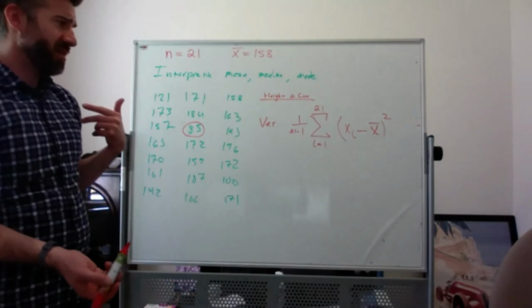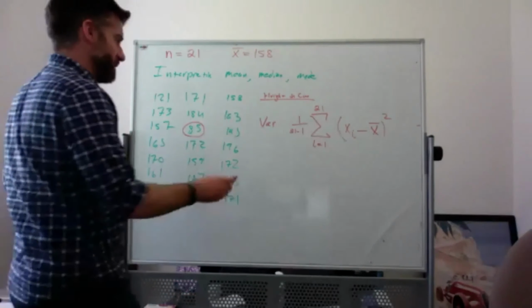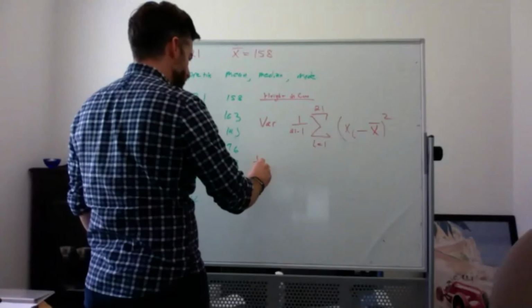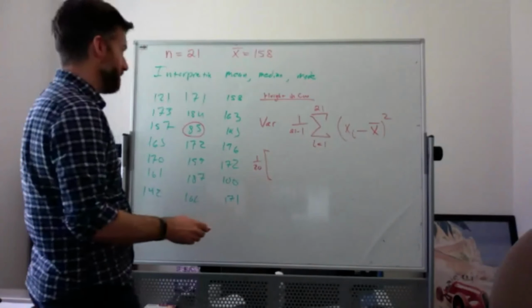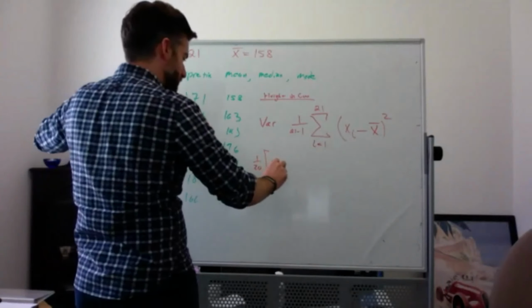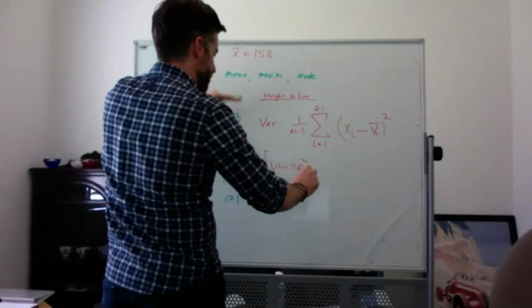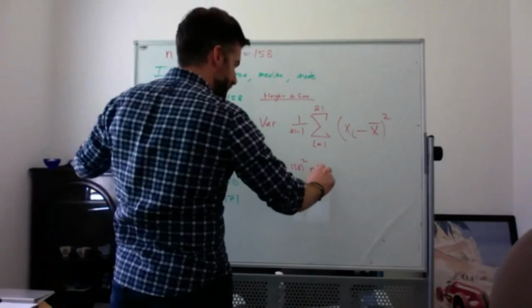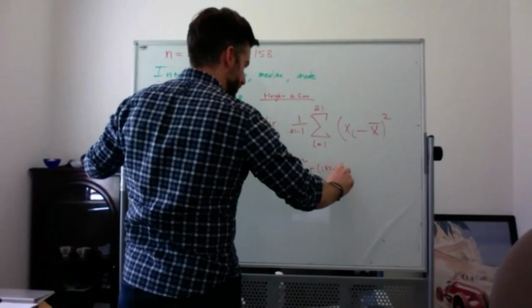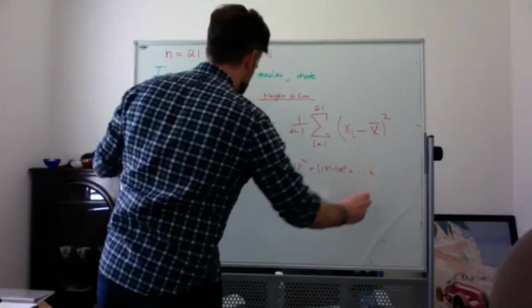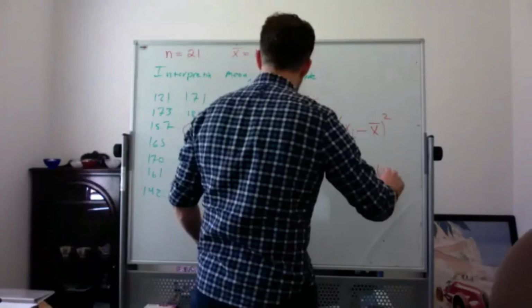So we could calculate this. It's a giant pain, right? It's going to be 1 over 20 times, and I'm not going to write it all out, 121 minus 158 squared plus 173 minus 158 squared plus that, all the way to the very last one.